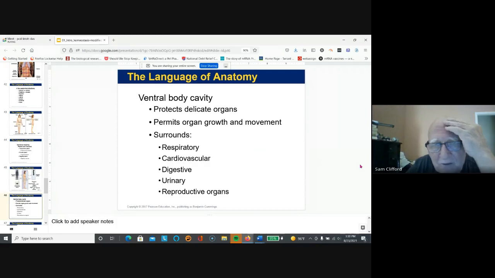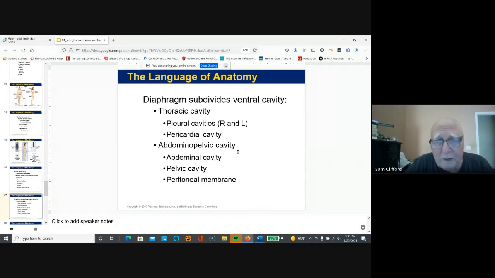Okay, the ventral body cavity surrounds the lungs, the heart, the digestive organs, the bladder, and reproductive organs. So the ventral body cavity attaches all of these structures: lungs, heart, stomach, intestines, bladder, and reproductive organs are attached within the body cavity so that they can maintain position and they do not go aimlessly moving around causing problems.